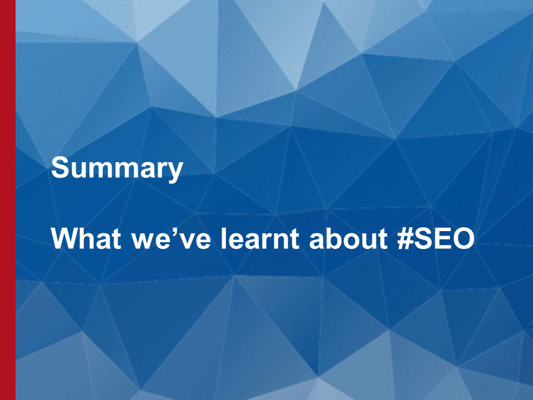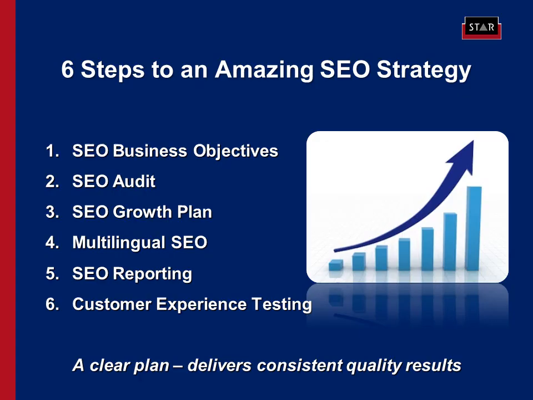So, in summary, what have we learned about SEO? Okay, so developing a strategy. There are 6 really key steps that you need to follow through. There's the SEO Business Objectives. Why are you on the web? What are you trying to do? You then look at the audit to make sure your site is clean, it's fast, Google likes it, and it'll rank. Then you look at the growth plan in terms of how are you going to disseminate the information from that website, get your site visible, and get people to come in. Then you look at the translation, the localization, and expanding your markets.